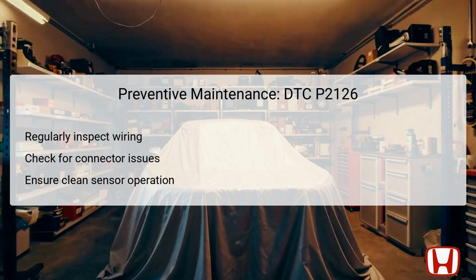In addition, checking for connector issues, such as corrosion or dirt accumulation, can prevent erroneous signals from affecting sensor performance. Ensuring that the APP sensor operates cleanly is also vital, as contaminants could impair functionality over time. Regular maintenance checks will not only help catch potential problems early, but will also extend the lifespan and reliability of the vehicle's throttle control system.